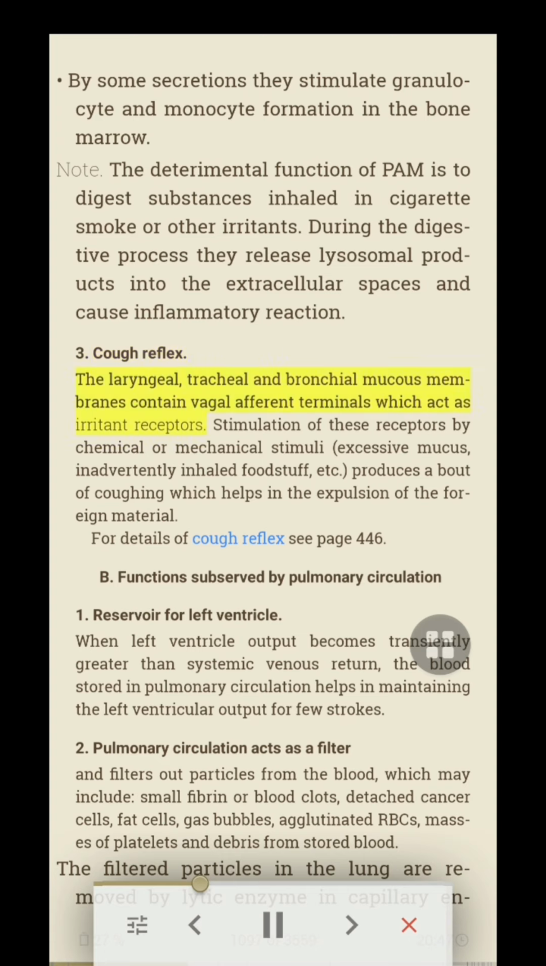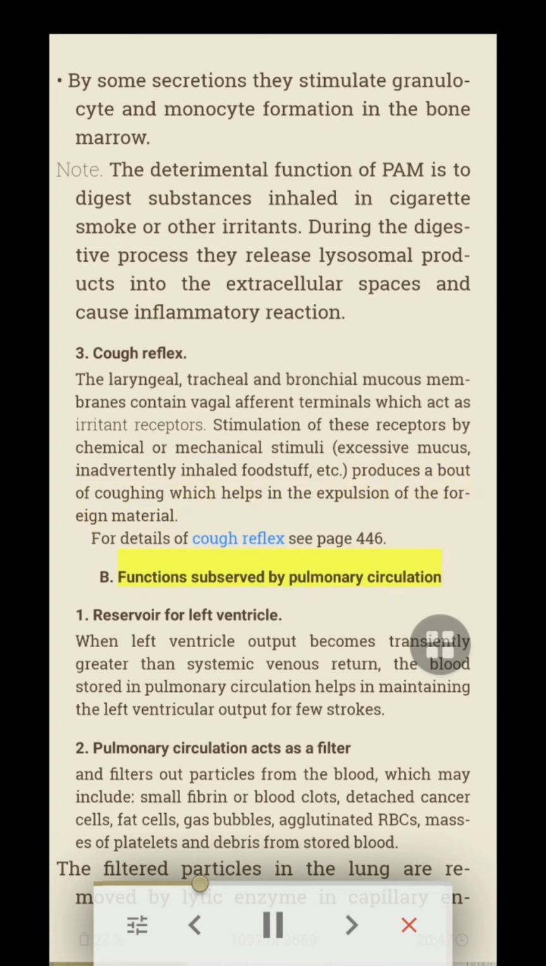3. Cough reflex. The laryngeal, tracheal and bronchial mucous membranes contain vagal afferent terminals which act as irritant receptors. Stimulation of these receptors by chemical or mechanical stimuli, excessive mucus, inadvertently inhaled foodstuff, etc., produces a bout of coughing which helps in the expulsion of the foreign material. For details of cough reflex, see page 446.